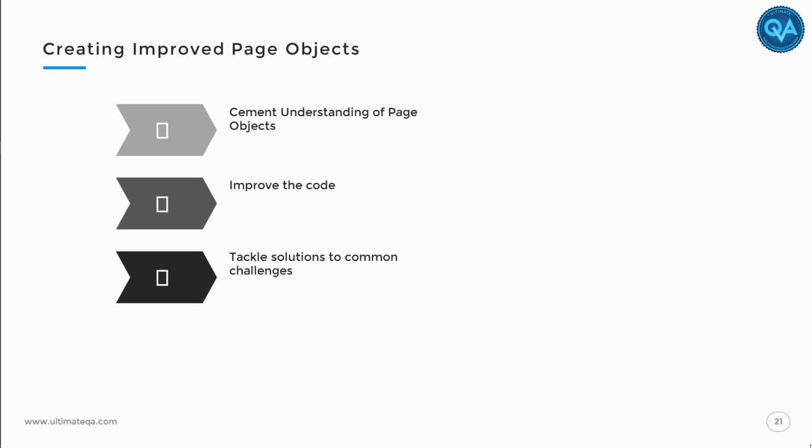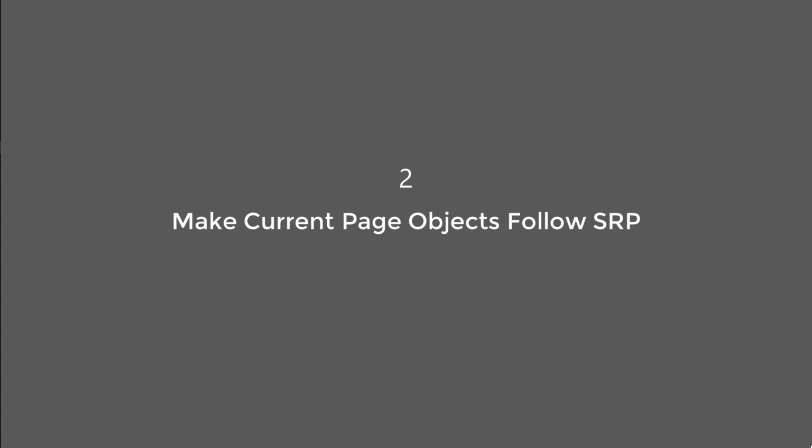So, this next section is going to be broken up into 3 parts. Part 1, we're going to make our current page objects more DRY, as in we're going to make sure that they follow the don't repeat yourself principle. In the second portion of the section, we're going to make sure that our current page objects follow SRP. That's known as the single responsibility principle. I'll elaborate more on that in a few minutes.